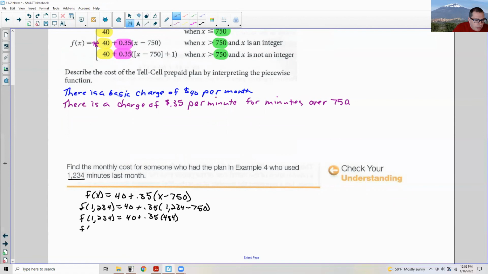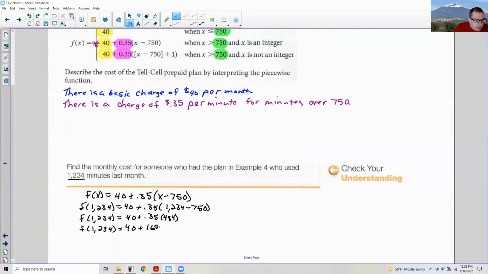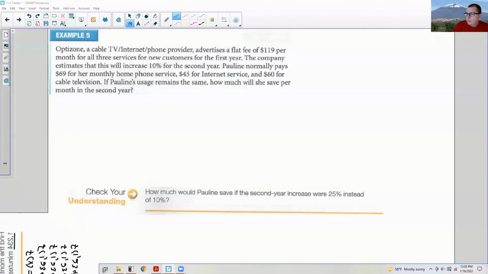Okay, so then f of 1,234 equals 40 plus this amount times 0.35 is $169.40. Okay, and so f of 1,234 equals 169 plus 40, which is $209.40. Okay, so what does that mean? It means that if you use the phone for 1,234 minutes, it would cost $209.40.